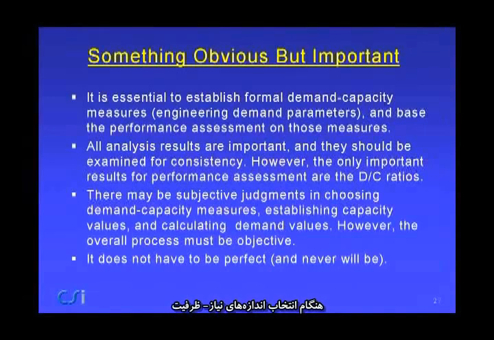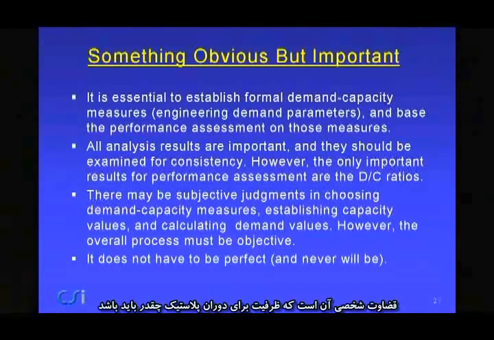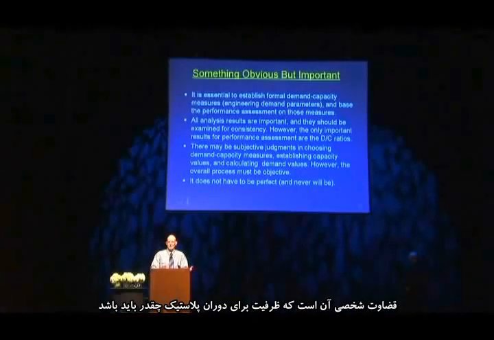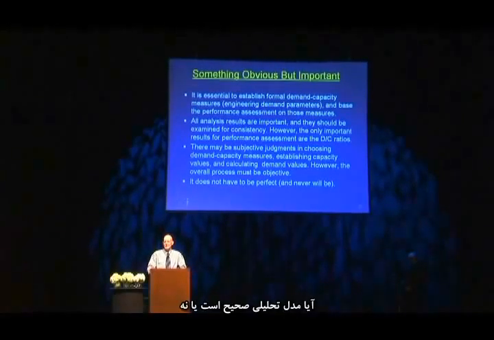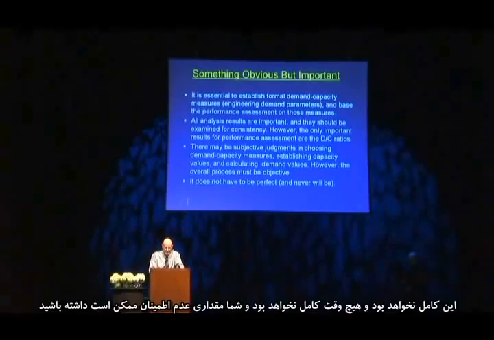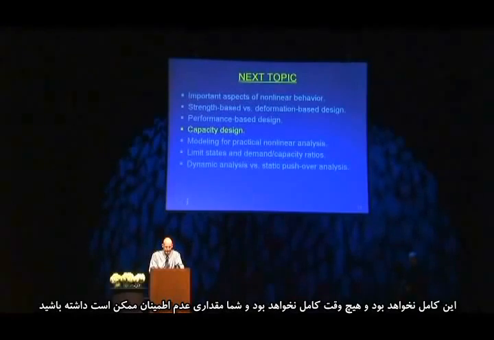Now, there may be subjective judgments when you choose the demand capacity measures, when you establish the capacity values, and also when you calculate the demand values. There are subjective judgments: what should the capacity be for plastic end rotation? Is your analysis model okay or is it not? However, ultimately the overall process must be based on objective measures and demand capacity comparisons. It does not have to be perfect, and it never will be perfect. You have to learn to live with the uncertainty.